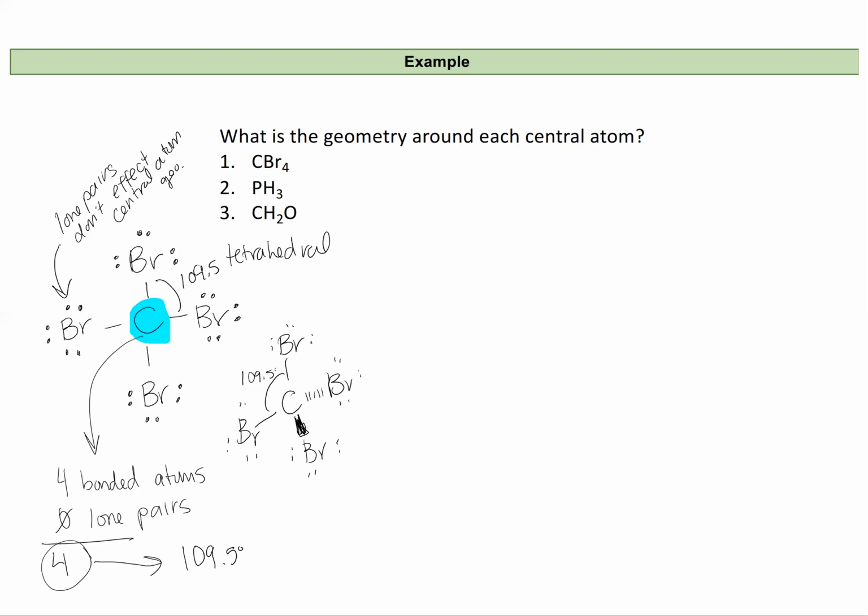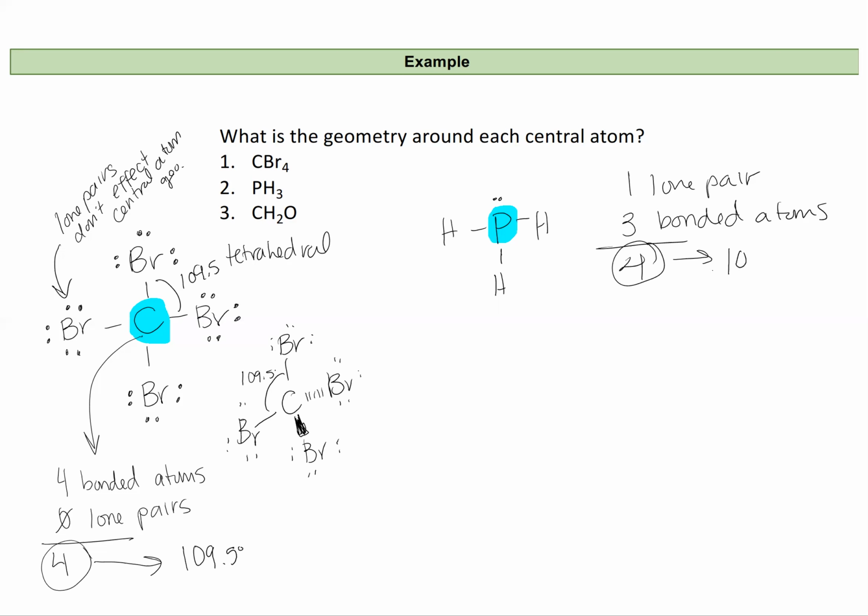Next, we have PH3. Now, we've already done the Lewis dot structure for this one in a previous problem. We have our lone pair here. So in this case, I have 1 lone pair, and I have 3 bonded atoms to my central atom. I'm focusing here on just that phosphorus and what is connected to that phosphorus. That's a total of 4 things that'll repel. So again, they're all going to position themselves roughly 109.5 degrees apart.